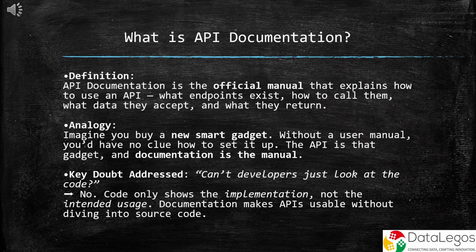In its simplest form, API documentation is the official manual that explains how to use an API. Think about when you buy a new smart gadget, you need a user manual to figure out how to set it up. The API is that gadget, and the documentation is the manual. Some people might ask, can't developers just look at the code? The answer is no, because code only shows how something is implemented, not how it's intended to be used. Documentation makes APIs usable without needing to dive into the source code.